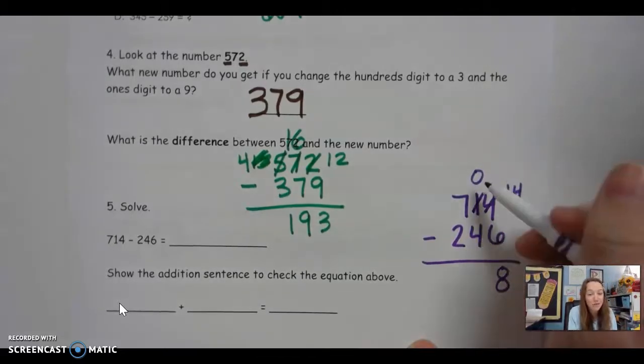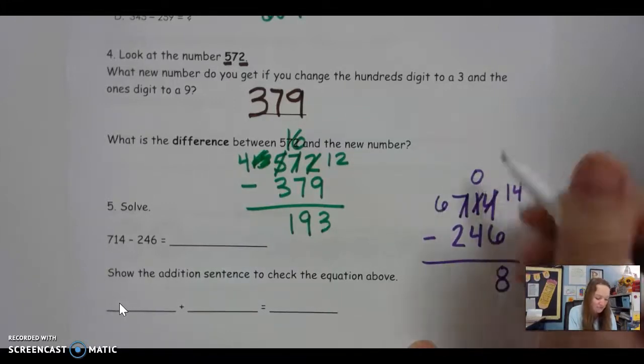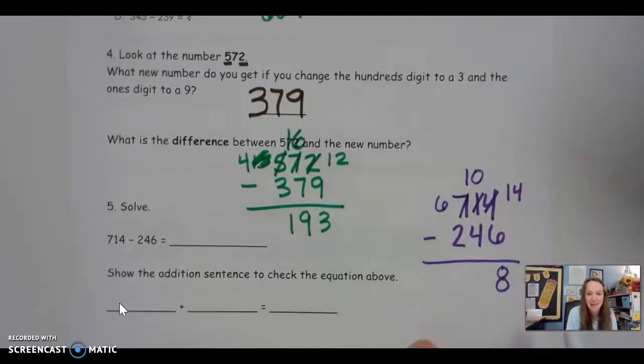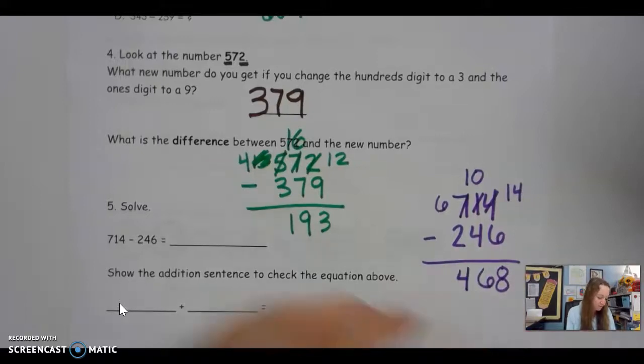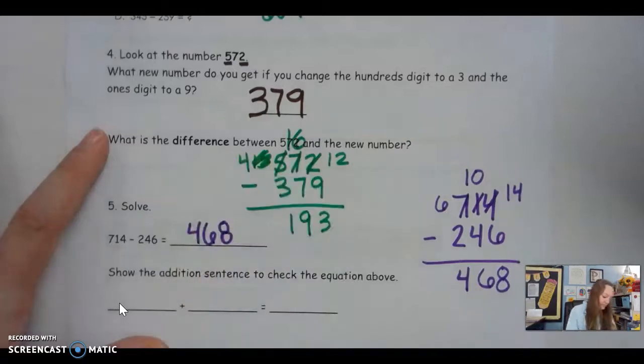Now I have 0 and 4. I can't take 4 away from 0, so I'm going to go next door again. My 7 becomes a 6, and my 0 becomes a 10. So 10 minus 4 is 6, and 6 minus 2 is 4. So my answer is 468.